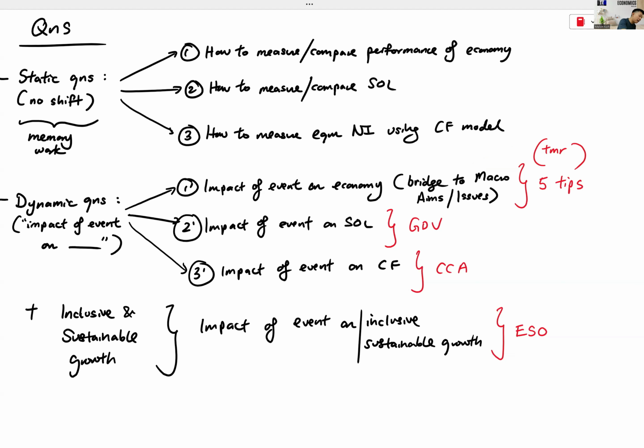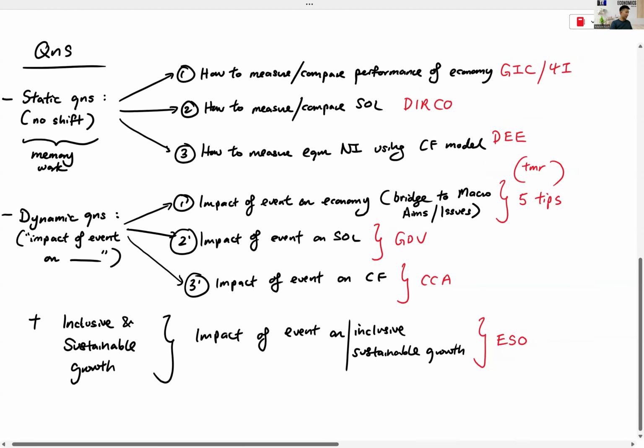Okay? Then this is called DEE, DERCO, GIC, or 4I. Why are there 2 versions? I'll share with you. Okay, so this is the work ahead for the next 2.5 hours.